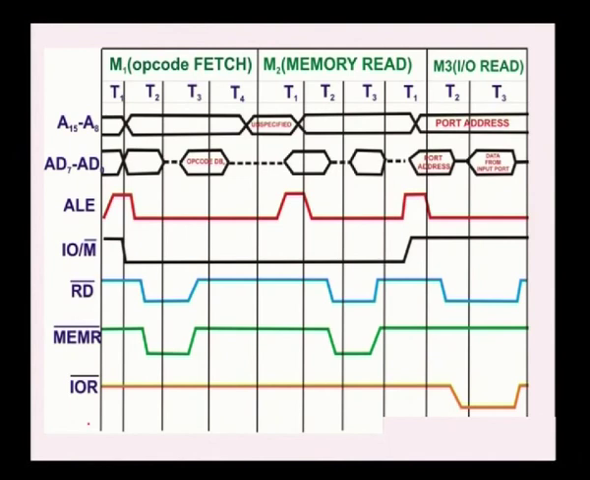This is the M1 machine cycle, this is the M2 machine cycle, this is the M3 machine cycle. This is the complete instruction cycle for the IN instruction. The M1 machine cycle consists of 4 T states, so 4 clock pulses are applied, while M2 and M3 consist of only 3 T states.